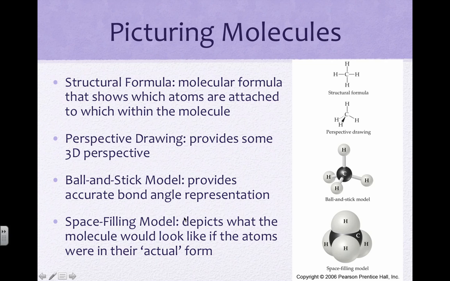Space-filling models depict what the compound will really look like if we took into account the spatial volumes of these elements as they connected to form compounds. So keep these in mind, as representing these molecules in these different forms can tell us different things about our molecules themselves.